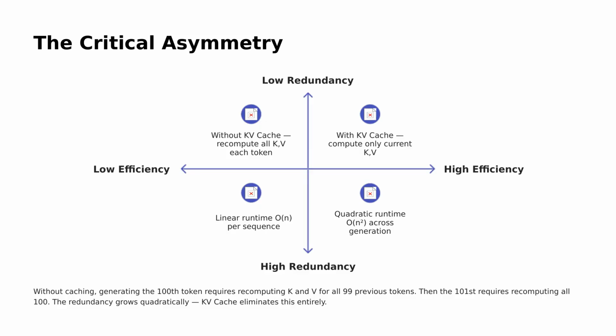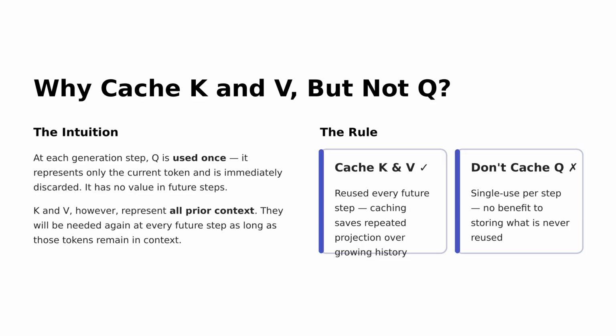This slide highlights the critical asymmetry in processing efficiency. On one hand, we have low efficiency and high redundancy without a KVcache, leading to quadratic runtime. Generating each new token requires recomputing key and value for all previous tokens, increasing redundancy. On the other hand, using a KVcache, we achieve high efficiency and low redundancy by computing only the current keys and values, eliminating unnecessary recalculations, and optimizing performance significantly.